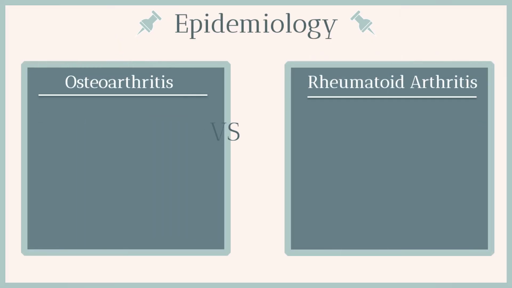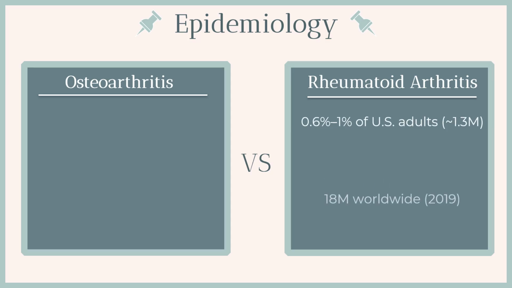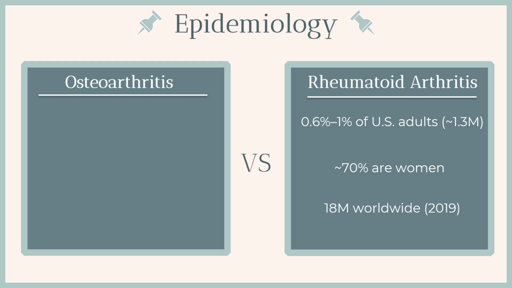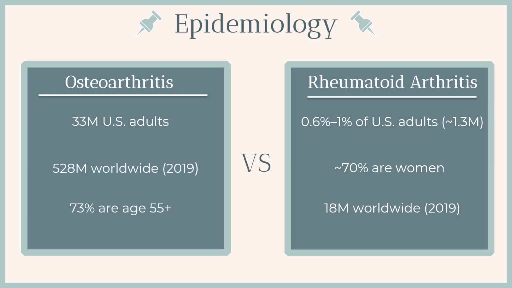Epidemiology tells us who is affected. RA is less common, but about 0.6 to 1% of U.S. adults, or around 1.3 million, are affected, and it affects women more often than men. Worldwide, about 18 million people were living with rheumatoid arthritis in 2019. OA is much more common. In the U.S., about 33 million adults have OA, and worldwide it affects 528 million people. Most people with OA are over the age of 55. These patterns help explain why OA is often seen later in life, while RA can show up earlier and tends to involve more inflammation.